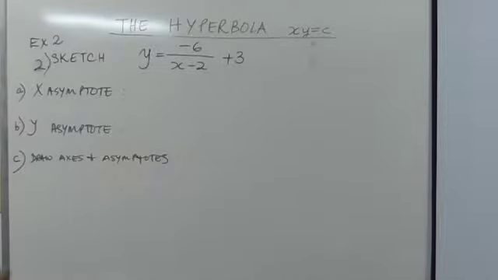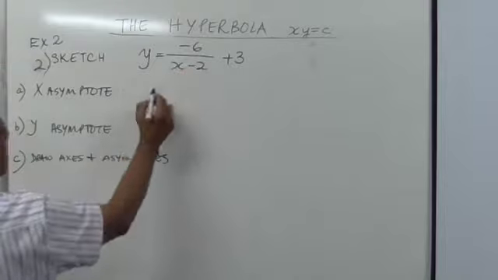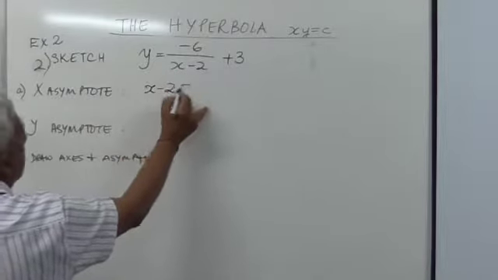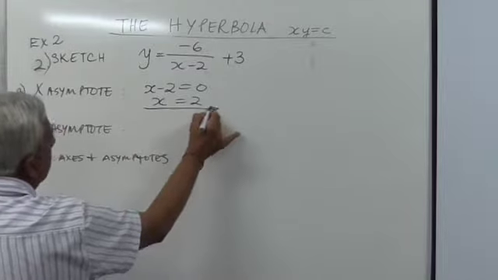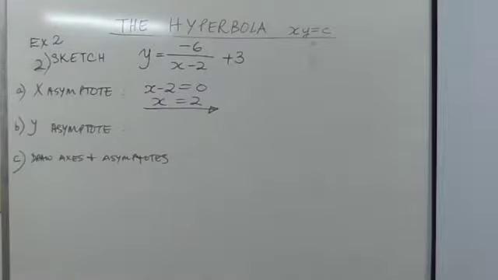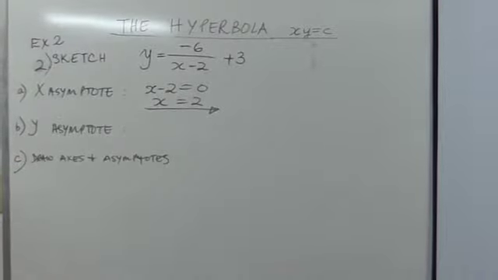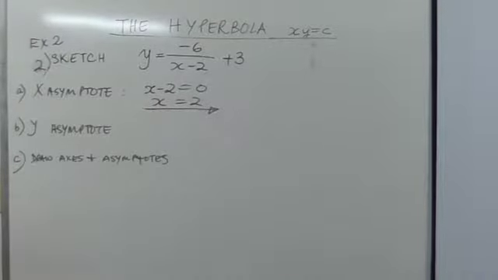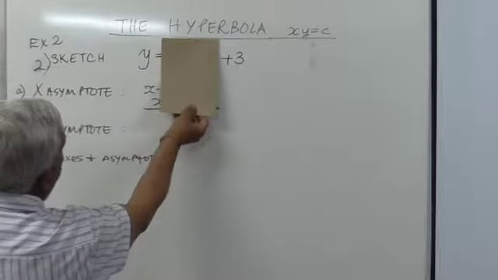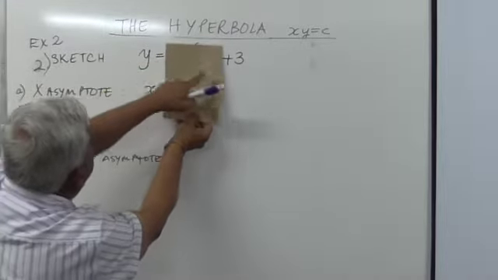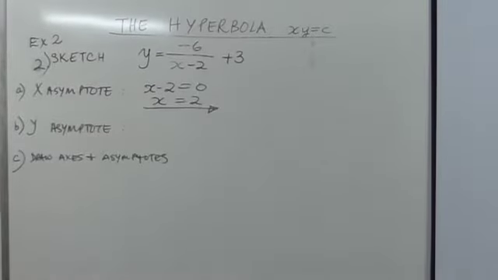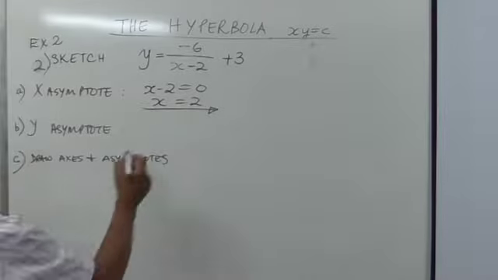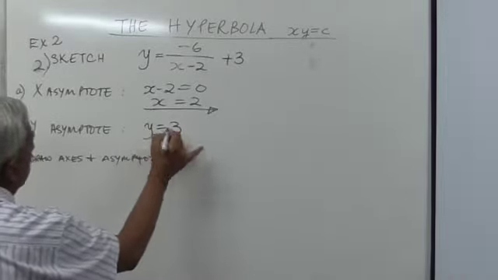Right, you want the x asymptote? You just take this, x minus 2, make it equal to 0. So x is equal to 2. So that's your x asymptote. The y asymptote, we told you, if you want the y asymptote, just block off that part and you can see y is equal to 3. So y is equal to 3.